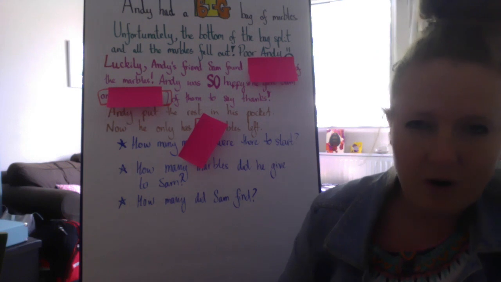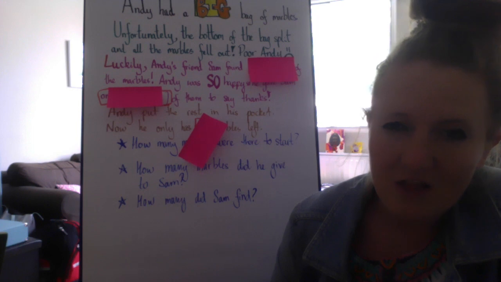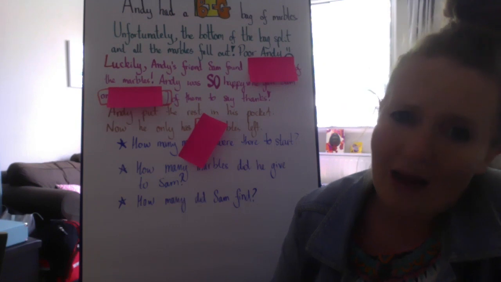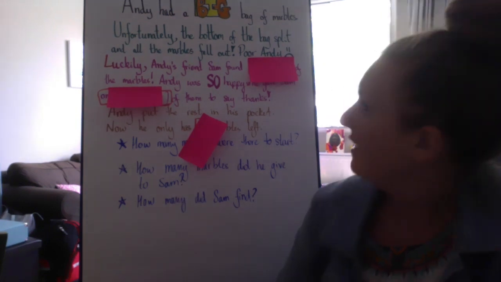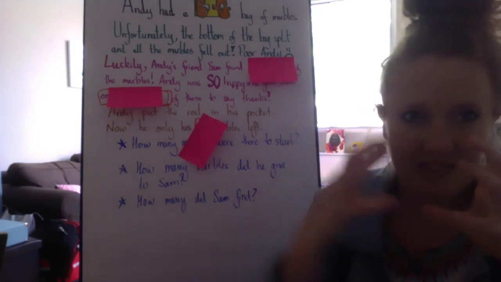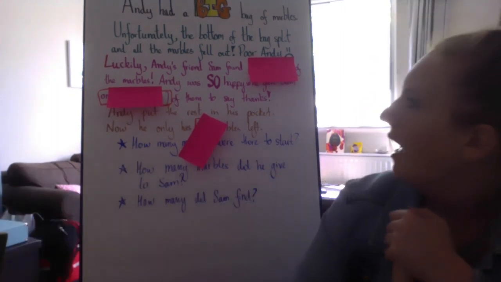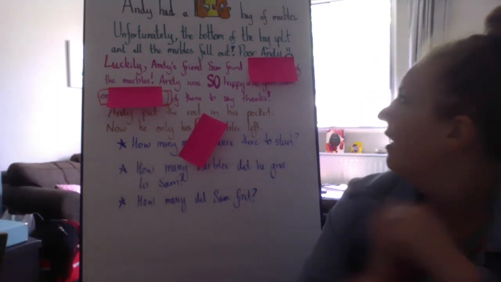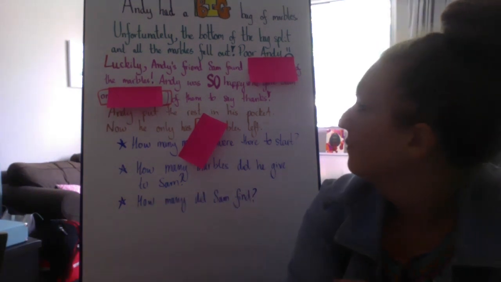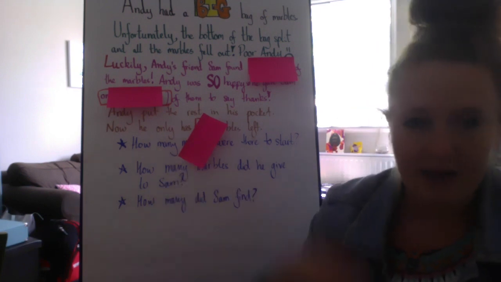Andy had a big bag of marbles. Unfortunately, the bottom of the bag split and all the marbles fell out. Poor Andy. Luckily, Andy's friend Sam found of the marbles. So Andy had some, they split. There was a certain amount that went here and Sam found those. Andy was so happy. So he gave Sam, from this pile, he gave him a little bit more of that. Andy put the rest in his pocket. And now he only has left.